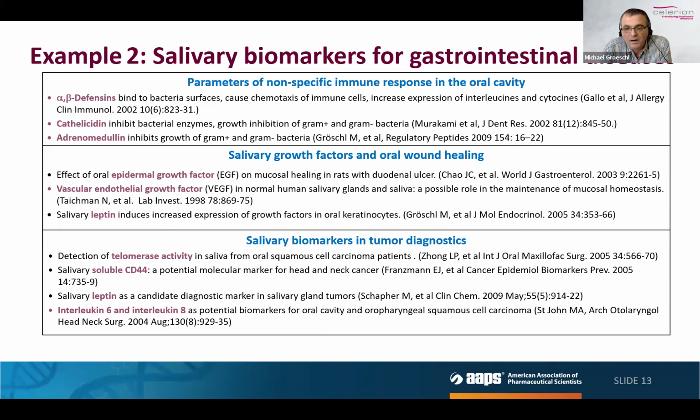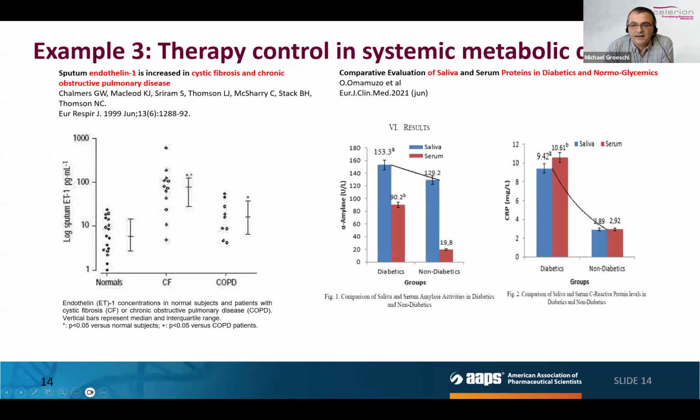Other proven tumor markers in saliva include, for example, telomerase activity and various interleukins. Next, a few examples of therapy monitoring for systemic diseases, which are also related, of course, to biomarkers. Specific shifts in the concentrations of certain peptides and proteins in saliva have been observed for both cystic fibrosis and diabetes. And these changing concentrations are used for monitoring during drug therapy.